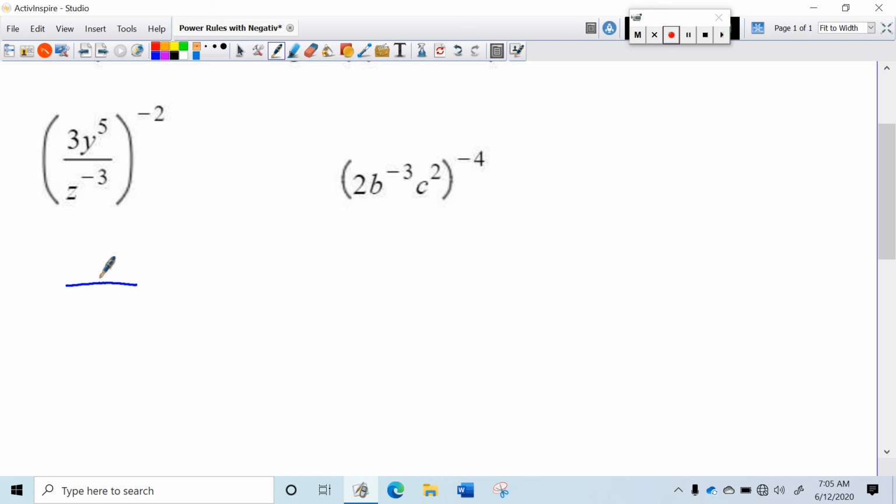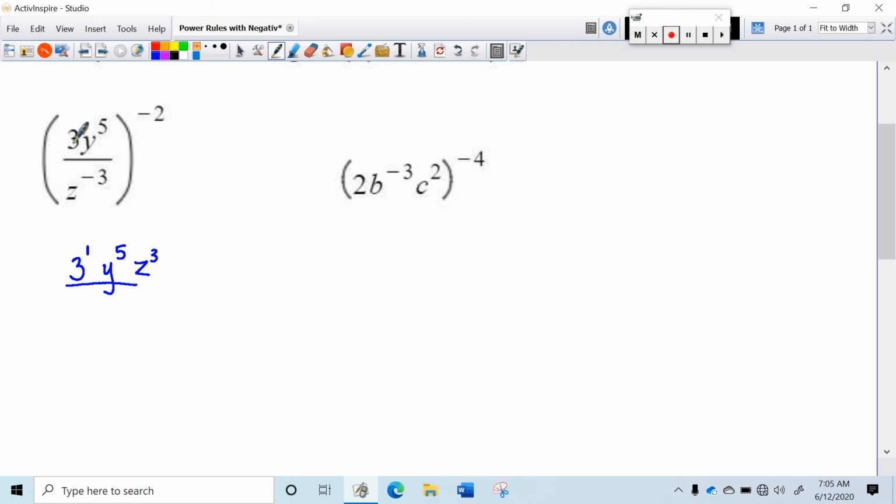The 3 doesn't have an exponent, so it stays where it's at. And that exponent there is technically a 1. If there is no exponent, it's assumed to be a 1, and I'll just write it because we're going to need it in a moment. The y has a positive exponent, so leave it where it is. In the denominator, the z has a negative exponent. Because it has a negative exponent, you have to move it. So since it's on the bottom, I'm going to move it to the top.